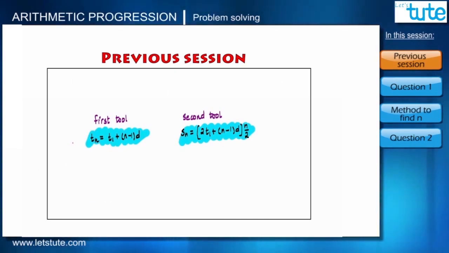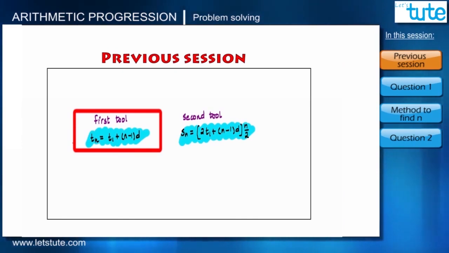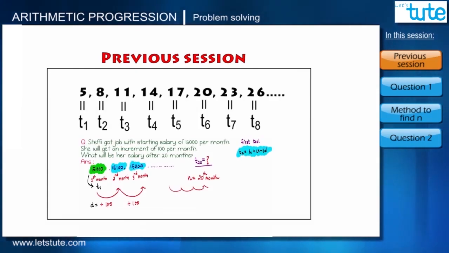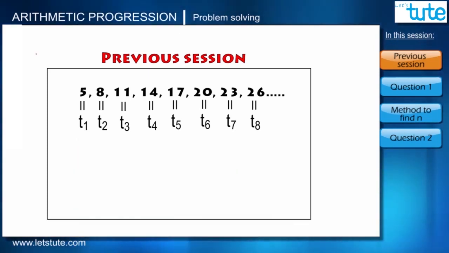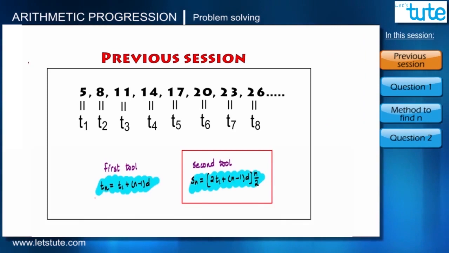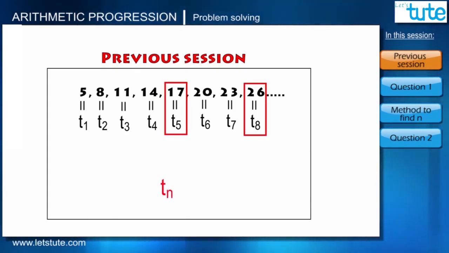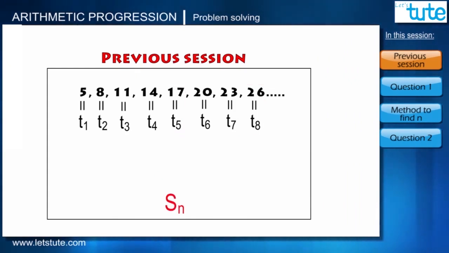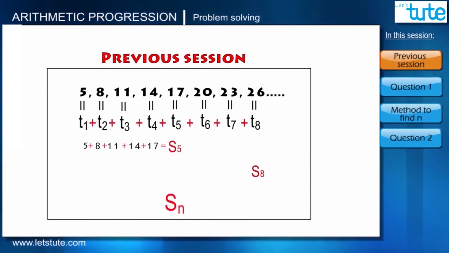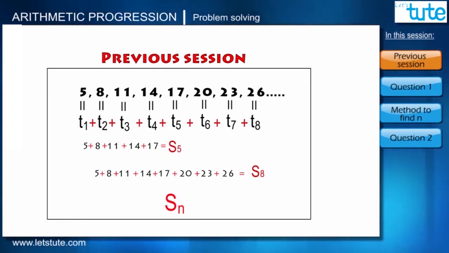In the previous session, in all the questions, we were taking help of the first formula only, because in all the cases it was talking about the value of a term at some specified place, like salary in some particular month, first term, and the common difference. Our first formula deals with these parameters only, whereas the second formula talks about finding the sum of numbers. So the difference between Tn and Sn is that Tn represents the value at some specified point, whereas Sn represents the sum of all the terms or all the values up to that point.